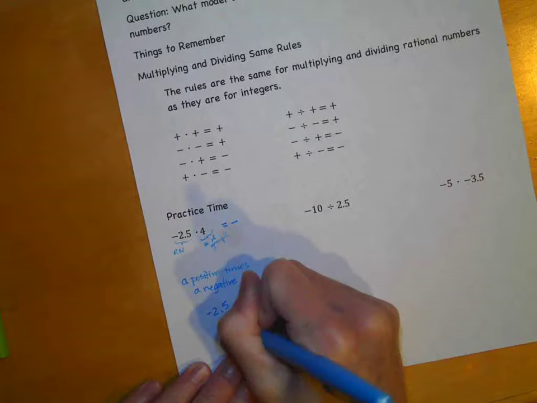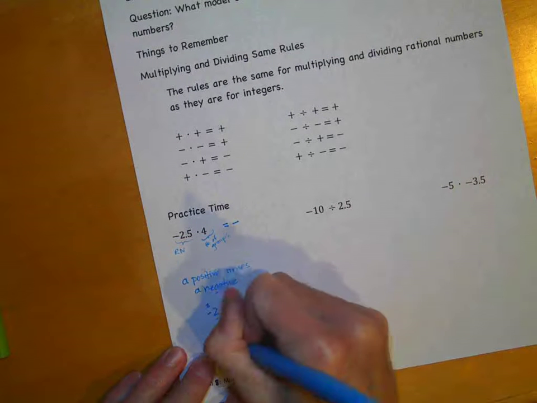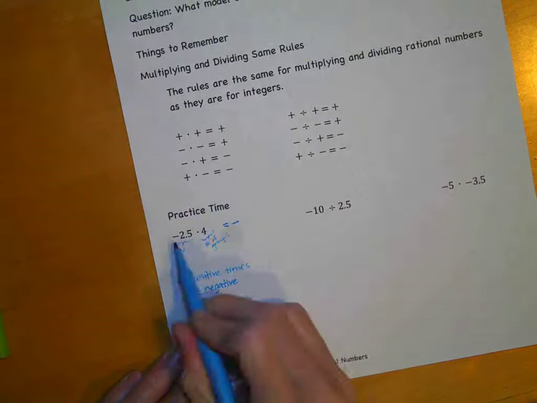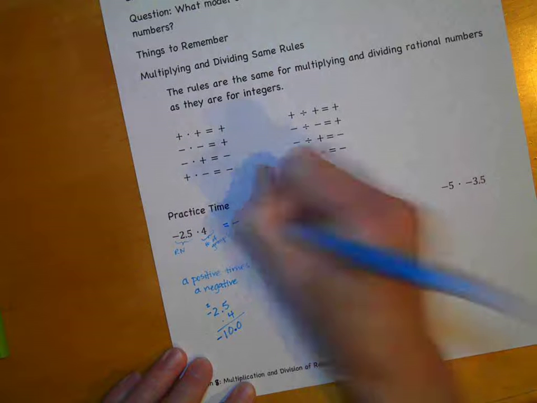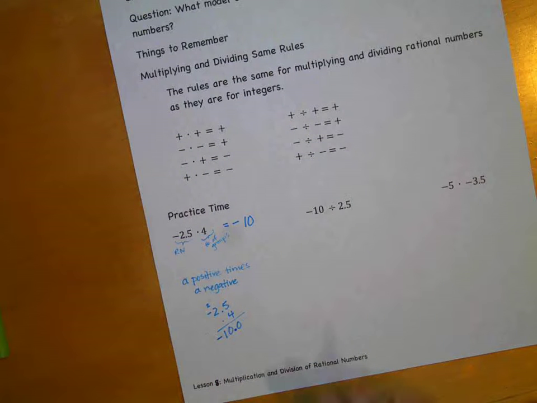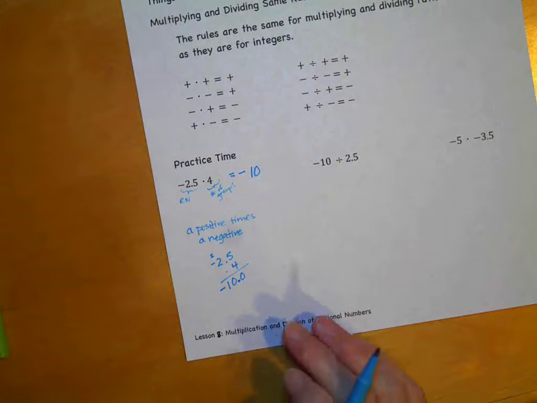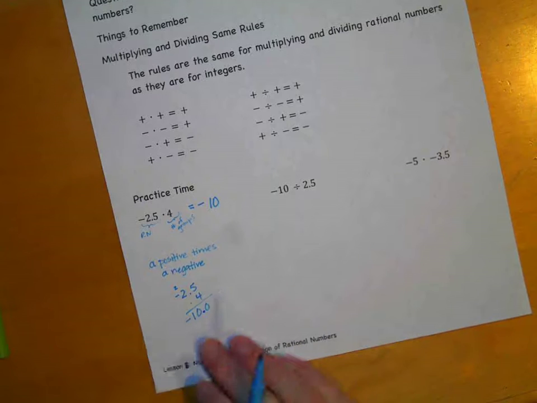And we know that 5 times 4 is 20. Regroup the 2. 4 times 2 is 8 plus 2 is 10. We have one decimal point, and we know that a negative times a positive is a negative, so our answer would be negative 10. And that's how we do that problem, okay? Not difficult at all. You just use the same rules that we used up above for integers, and we apply them to rational numbers.